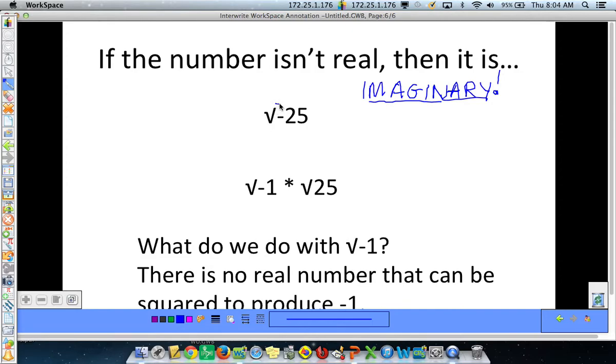So mathematicians created imaginary numbers. If I took the square root of negative 25 and put it in my calculator, it would say error. So let's say we broke up negative 25 into negative 1 times 25 and wrote it as the square root of negative 1 times the square root of 25. Here I can simplify the square root of 25 to be 5, but what do we do with the square root of negative 1? There is no real number that can be squared to produce negative 1. If you try to square negative 1, that's negative 1 times negative 1, which actually equals positive 1. So you can't get a negative number when you square a real number.